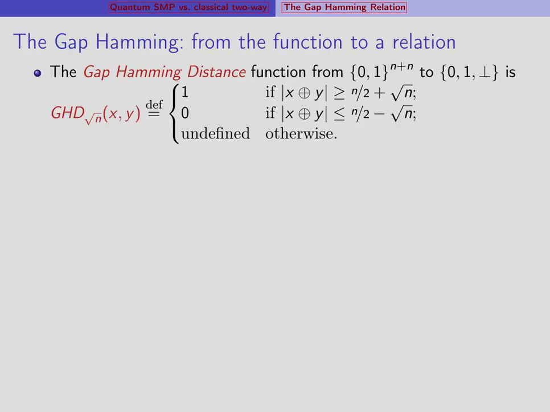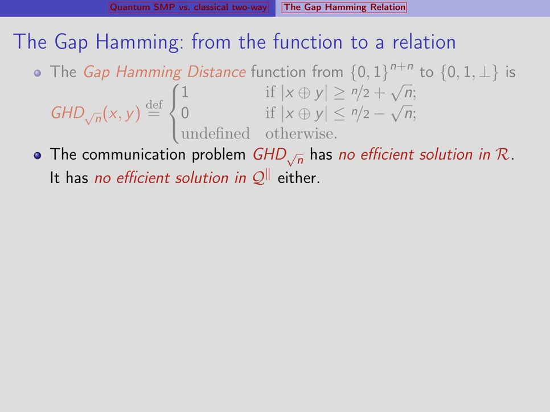Let us define the communication problem that will be used for our separation. We start by presenting the intuition behind the problem. The gap Hamming distance function is well known in the context of communication complexity. Here, the players who receive X and Y are essentially required to distinguish between two cases: either the distance between X and Y is at least n/2 plus square root n, or the Hamming distance between X and Y is at most n/2 minus square root n. You can see that this is a promise problem, as it is guaranteed that one of these two cases necessarily holds.